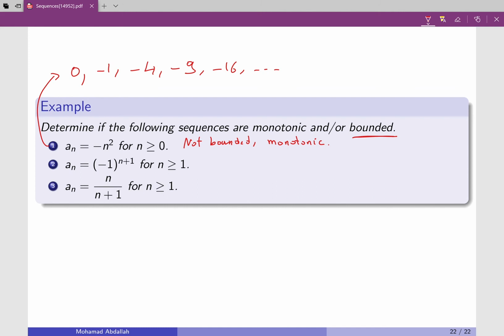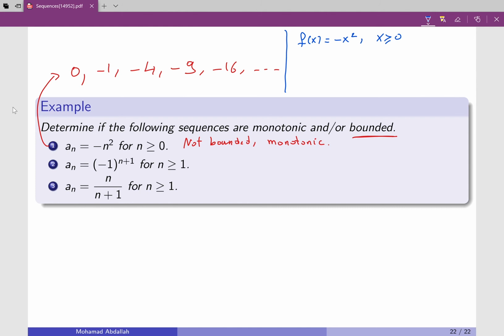Another way, this is just extra. How can I show that a sequence is monotonic, increasing or decreasing? For example, if I look at a_n equal negative n squared, again, you can do it using algebra, like I showed you earlier. Look at this. f(x) equal minus x squared. And I know here that x is greater or equal to 0.